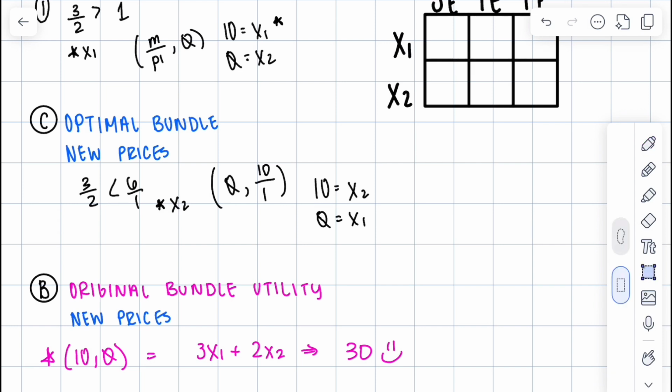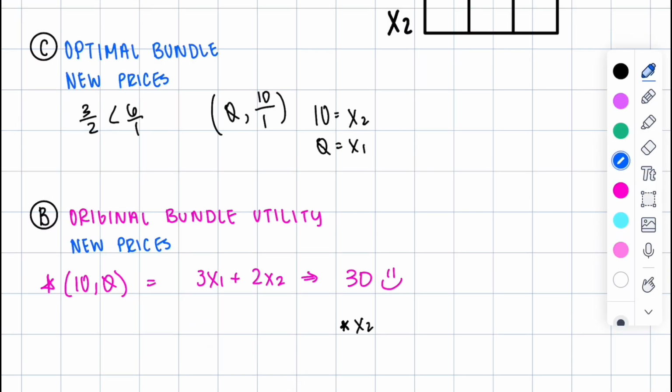Then when I look at the MRS compared to the price ratio, I know at C's prices I want to consume X2. Since I only want to consume X2, my utility function is only going to have 2x2. I'm just going to completely ignore this X1. I don't want it for this bundle at prices $6 and $1. So I'm going to have 2x2 needs to give me that same utility level of 30, and that would have to mean that X2 equals 15, and X1 would equal 0.